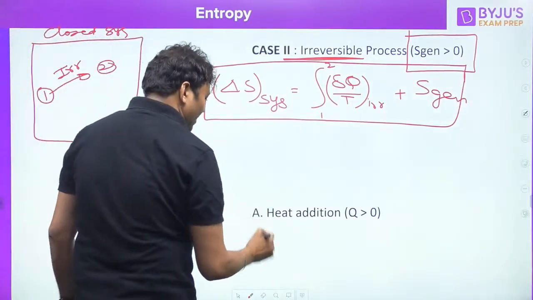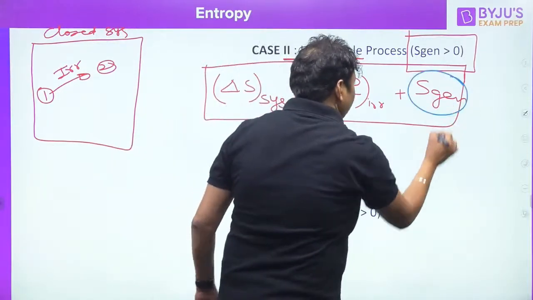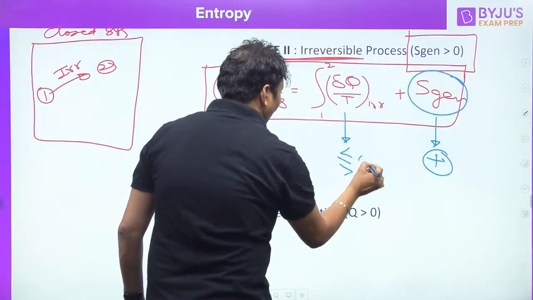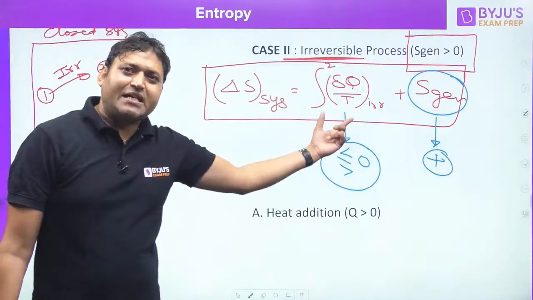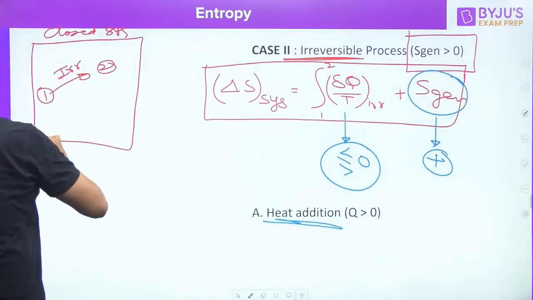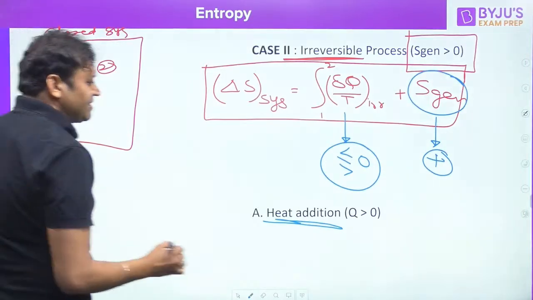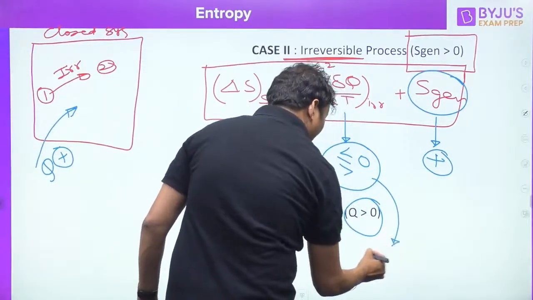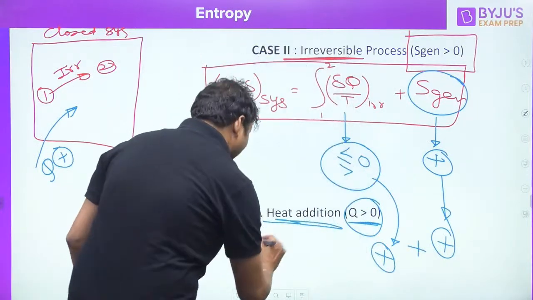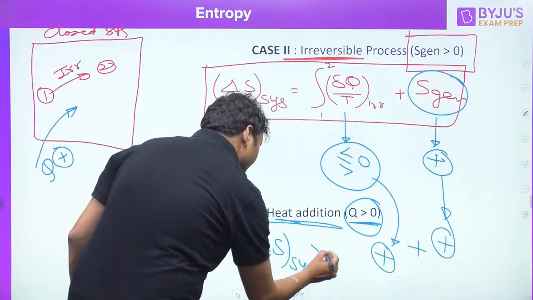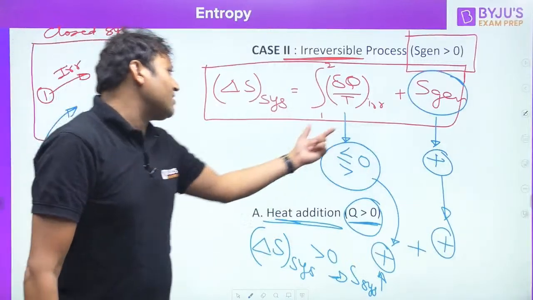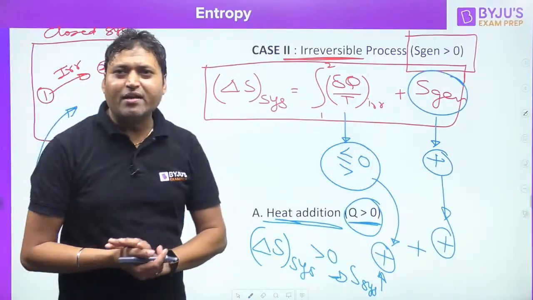Now if heat is added to the system, can we say this term will always be positive? The first term can be positive, can be negative, or can even be 0. Now if there is a heat addition to the system during the irreversible process, Q will be greater than 0. So the first term will be positive and the second term is already positive. So we can say the change in entropy of the system will be positive, or the entropy of the system increases. Both terms on the right hand side are positive.